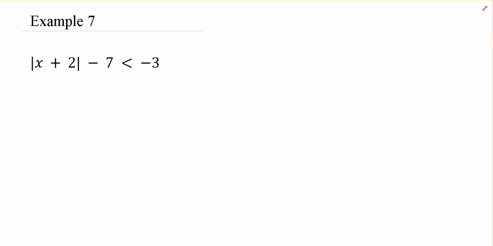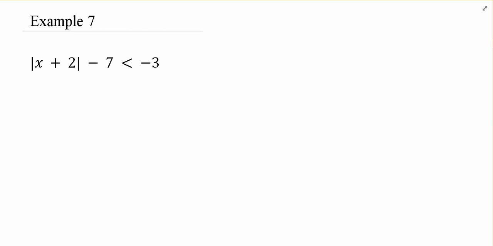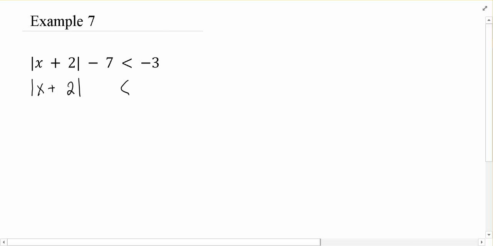As we look at example 7, hopefully something jumps out at us here. Hopefully this minus 7 after the absolute value jumps out at us. So before we even pretend like this is an equation or anything, let's go ahead and do something completely legal. Let's go ahead and just add the 7 to both sides. Because that's perfectly legal, we can treat this handwritten thing now as our original problem.